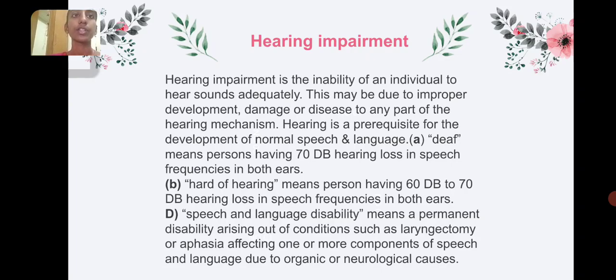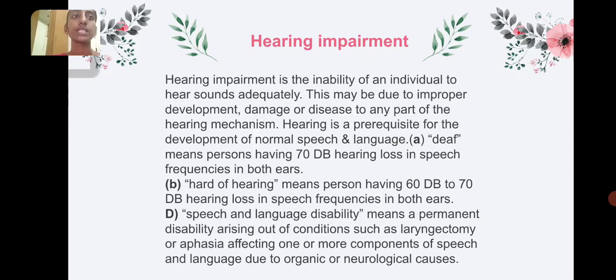This may be caused by development damage and disease of any part of the hearing mechanism. First one, deaf means persons having a 70 dB hearing loss in the speech frequency in both ears. Hard of hearing means persons having a 60 dB to 70 dB hearing loss in the speech frequency in both ears.